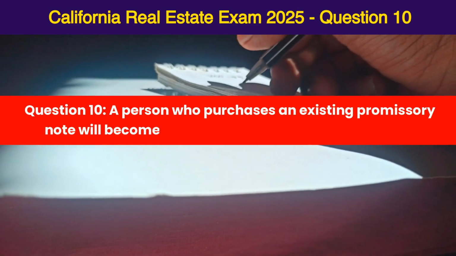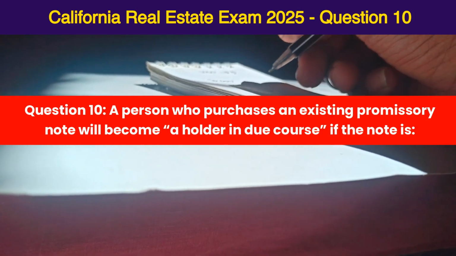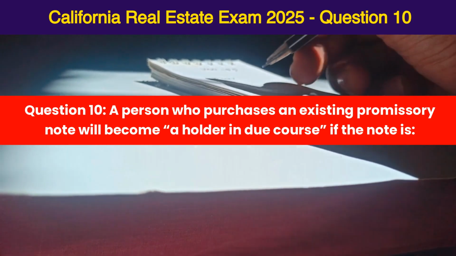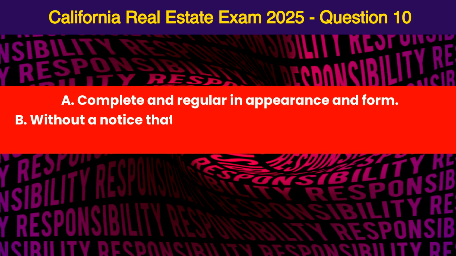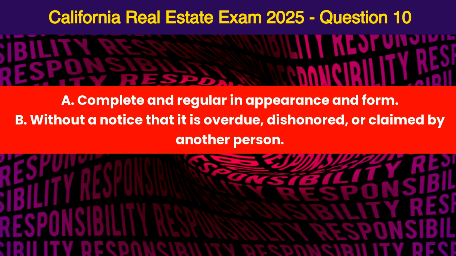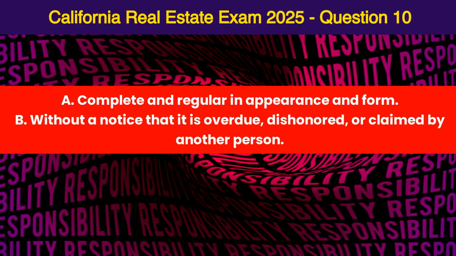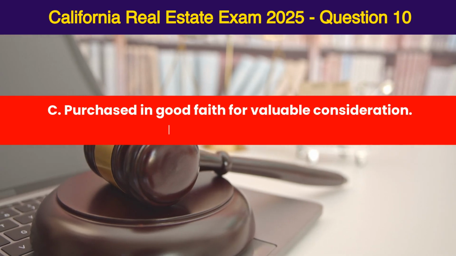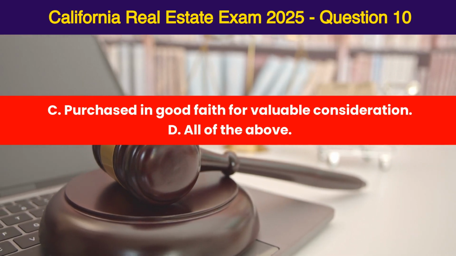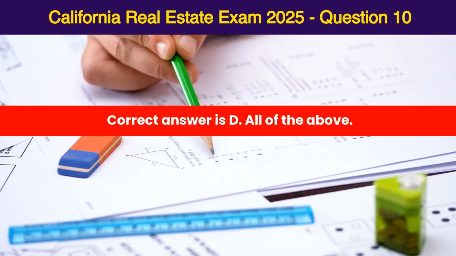Question 10. A person who purchases an existing promissory note will become a holder in due course if the note is A. Complete and regular in appearance and form, B. Without a notice that it is overdue, dishonored, or claimed by another person. C. Purchased in good faith for valuable consideration. D. All of the above. Correct answer is D. All of the above.